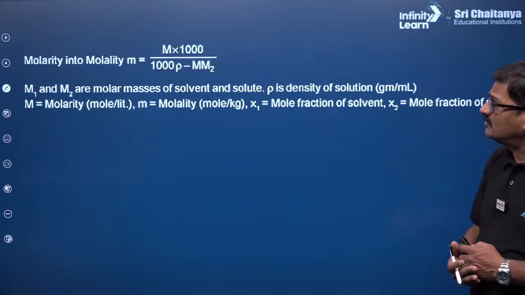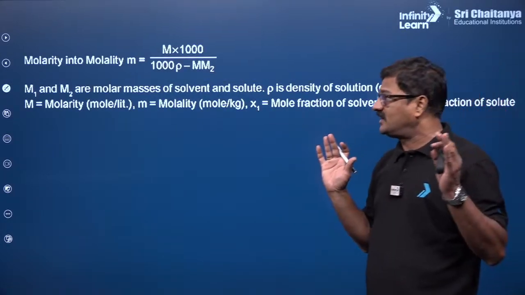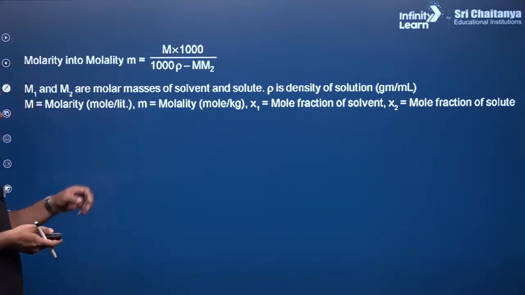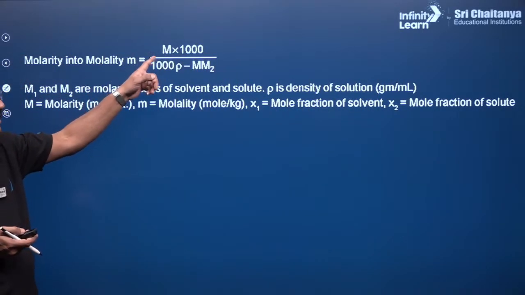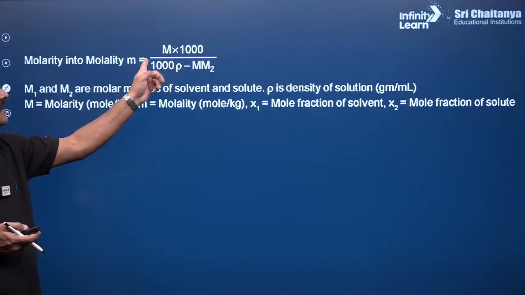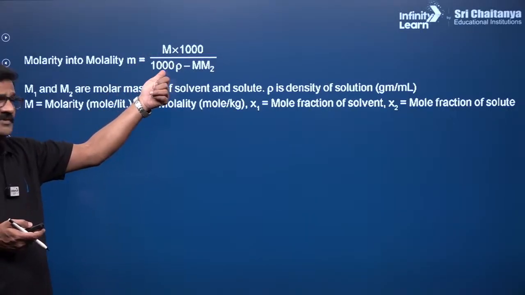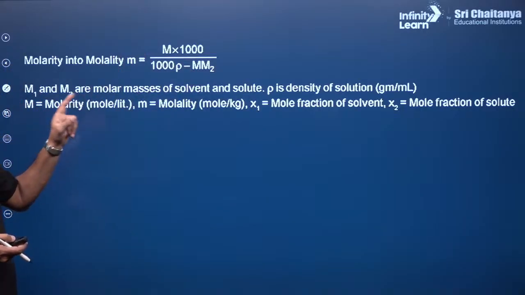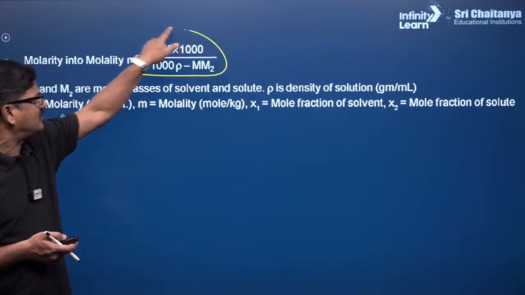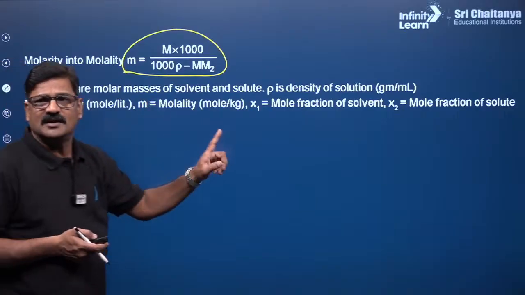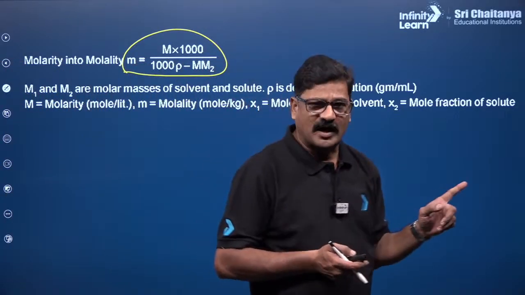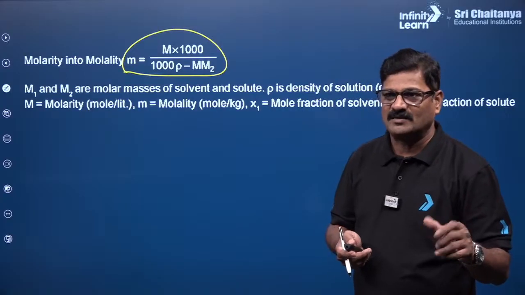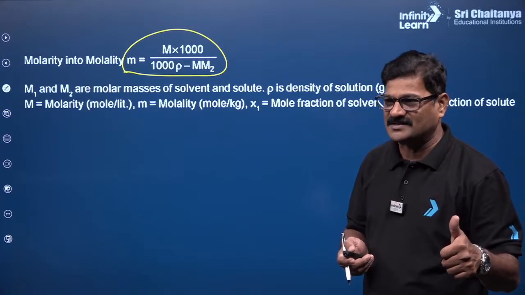Okay, and talking about a very good important thing, the molarity and the molality, how to calculate here, that is given by m is equal to molarity into 1000 upon 1000 density minus M into M2. And this formula can give you a shortcut trick for collecting information from molarity and calculating molality and vice versa, right? Hope you understand this.